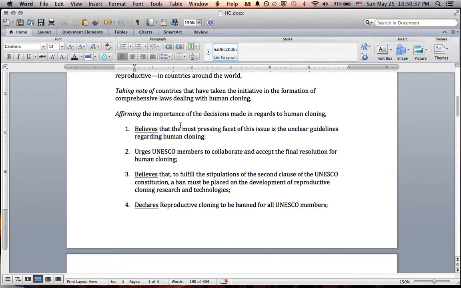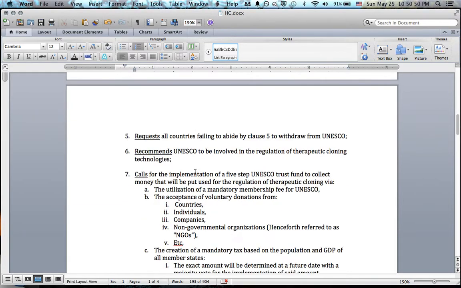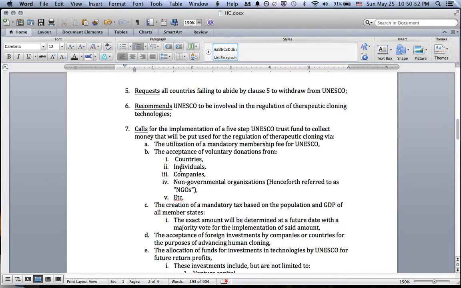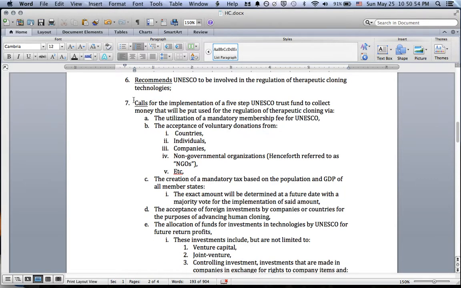So these are operative clauses, and the numbering helps distinguish what clause you're talking about, which is very helpful during committee. Operative clauses can be short one-liners, such as these, or they could be really long operative clauses full of sub-operative clauses. I'd like to draw attention to operative clause 7.